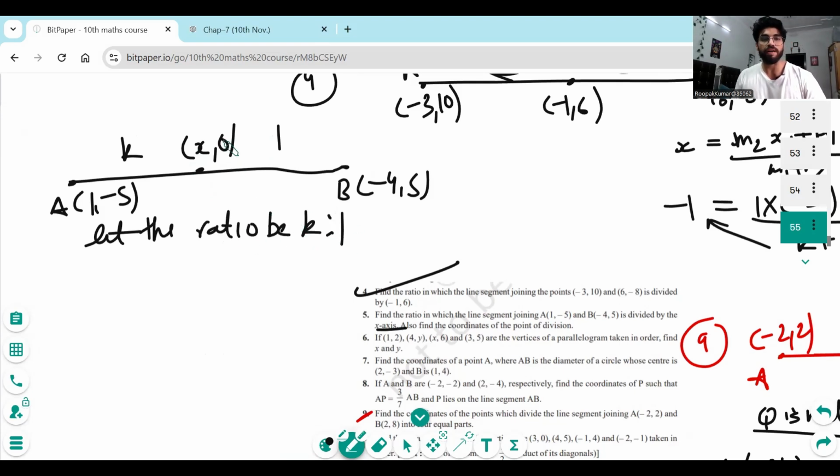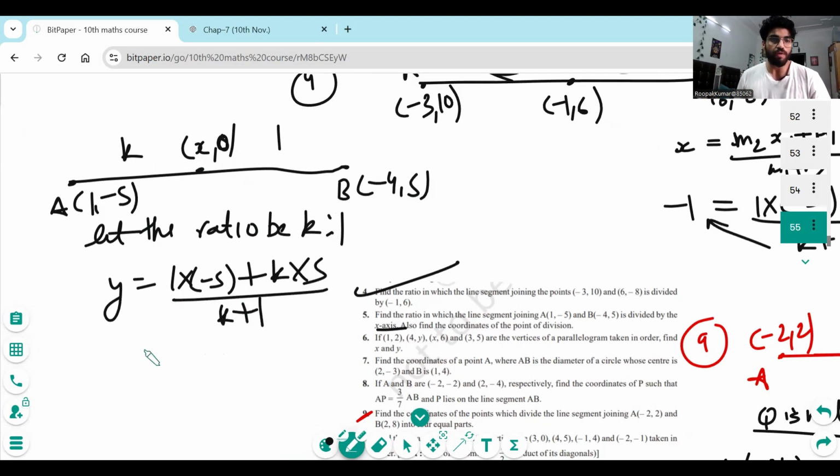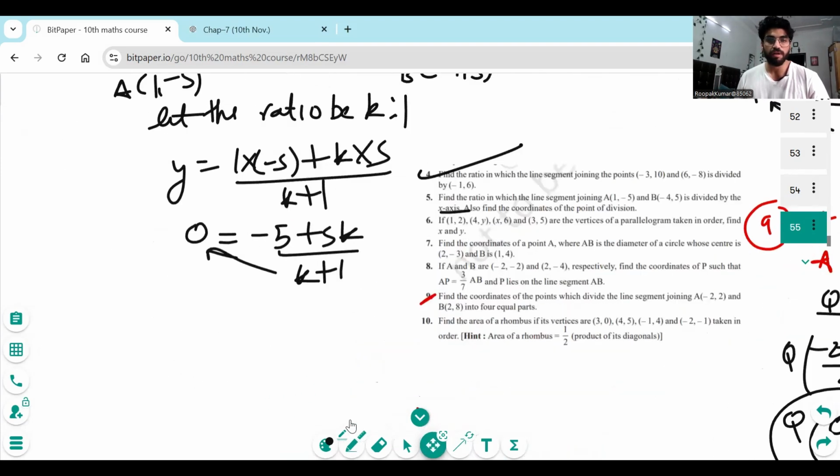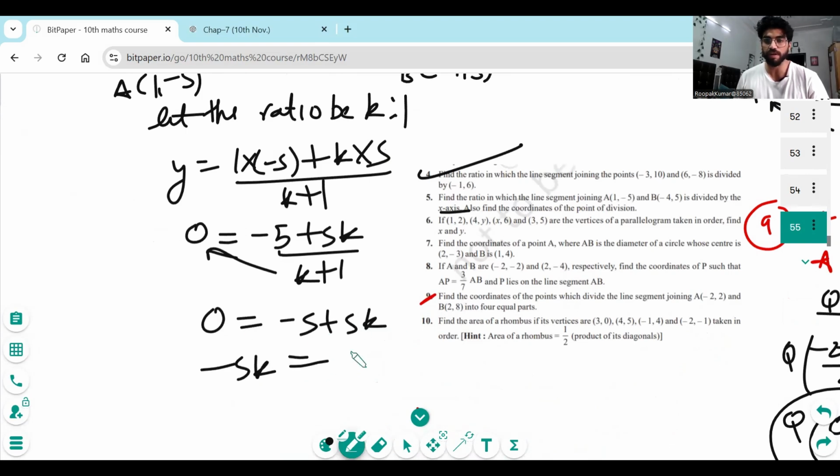Now we want the value to plug into the formula where the value is given. Here also we did that. Both the values were given, so we could have applied it for y also to get k. Here only y is given, so apply the formula for y. That is m2y1, 1 into -5, plus m1y2, k into 5, over m1 plus m2, that is k plus 1. Y is 0. This is -5, this is 5k, and k plus 1. When you cross multiply k plus 1, this becomes 0 itself. So this will be -5 plus 5k. 5k came on the left-hand side, 5 minus 5k.